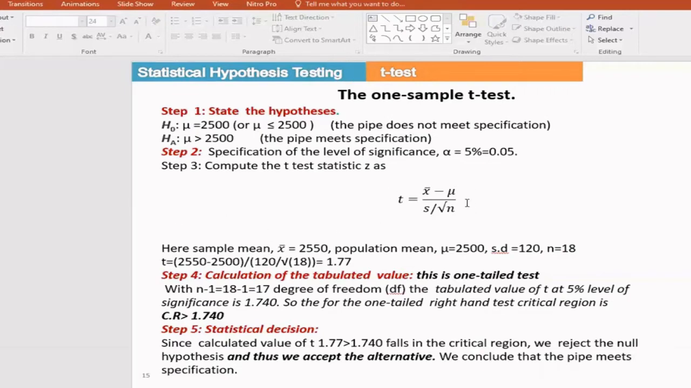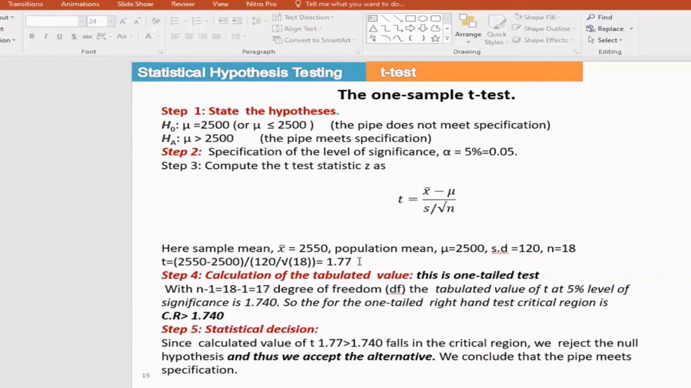So now put all the values in the formula, where x bar is 2,550, which we got from the sample, and mu is the population mean, given as 2,500, and standard deviation is 120 and sample size is 18. If you put all the values, you will get the value of t as 1.77. For a one tail test, we don't need to take the absolute value, we have to put it as it is.